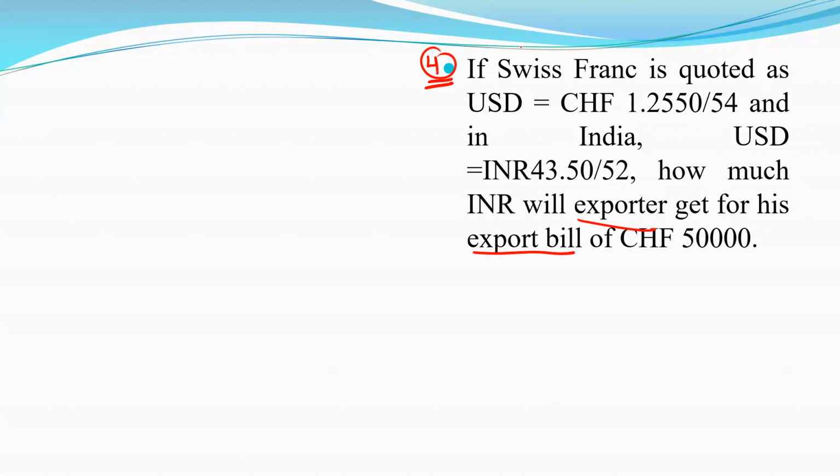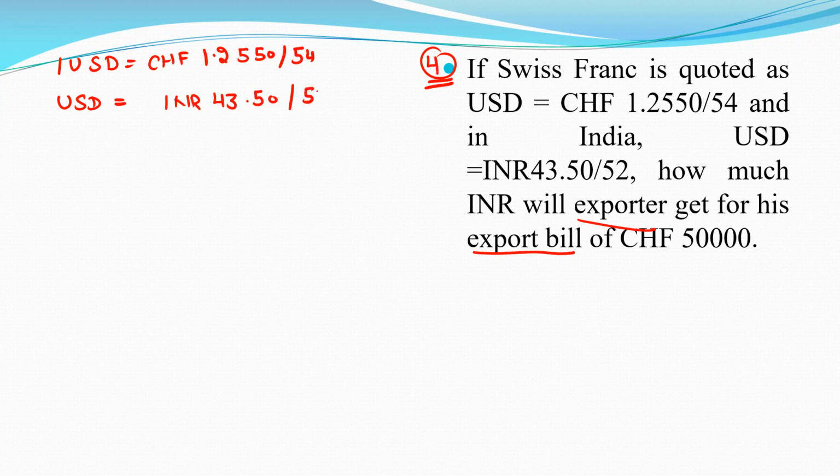The question says that if Swiss francs is quoted as 1 USD is equal to 1.255054 Swiss francs in India, and USD is equal to 43.5052 INR, how much Indian rupees will the exporter get for his export bill of 50,000 Swiss francs? Clear?